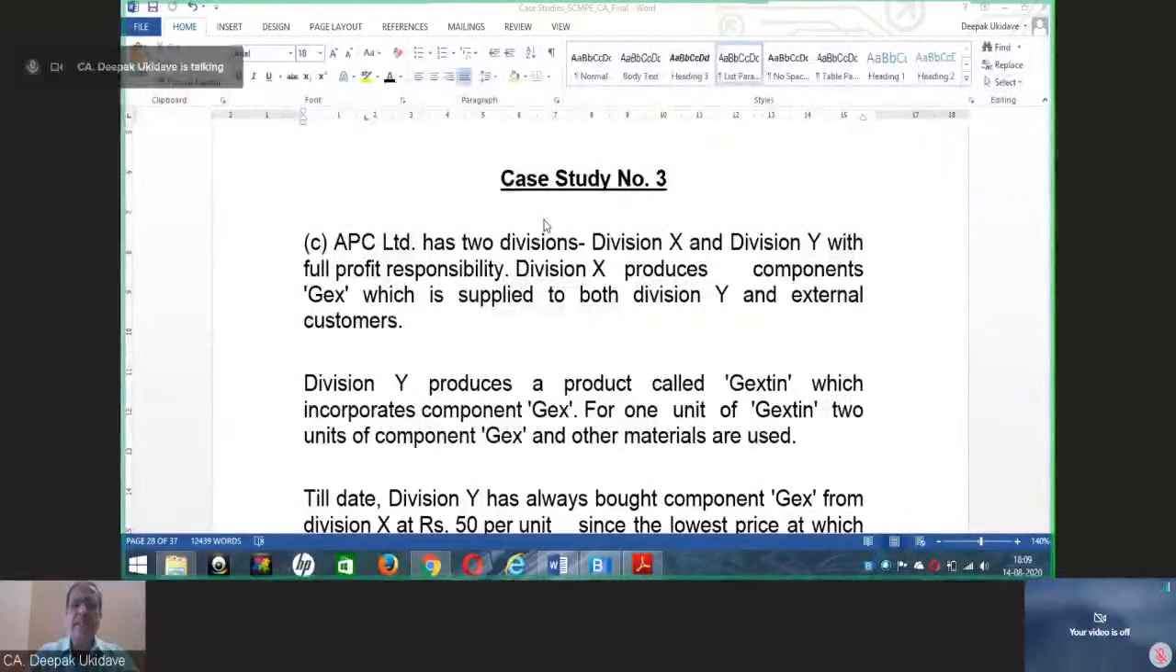Now, obviously, it's a very lucrative offer as far as Division Y is concerned, because the item is available at 47 rupees. Why buy from the internal supplier, that is Division X, at rupees 50? Keep these figures at the back of your mind.